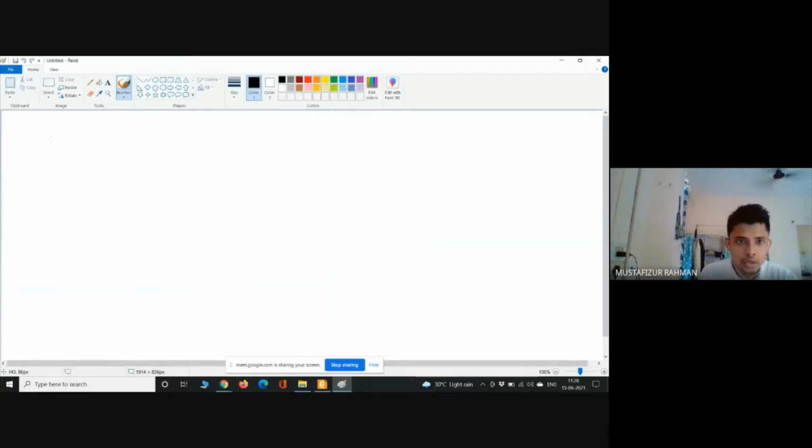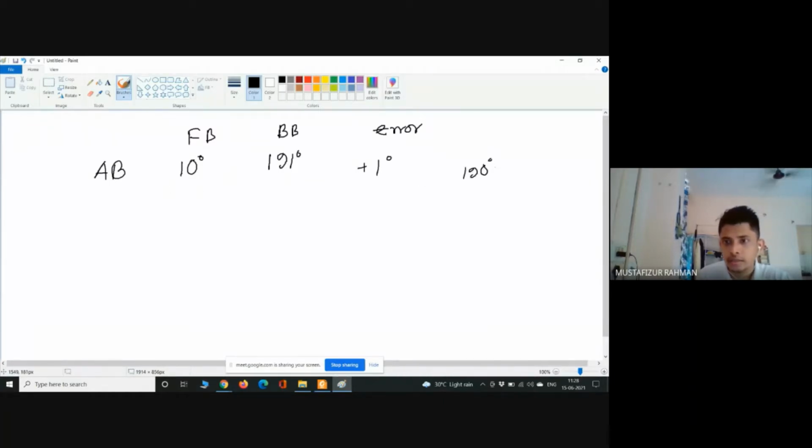So we will carry out our work like this, right? We have AB line, we have measured its forward bearing, say for example 10 degree. We have its back bearing, say for example it is 191 degree, right? So what is the error here? We see that it is plus 1 degree, right? Because 191 degree minus 10 degree is how much? 181 degree. So it is not 180 degree, it is slightly greater than 180 degree by 1 degree. So that is our error.